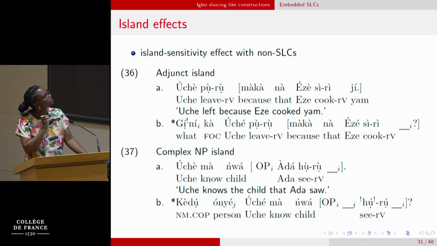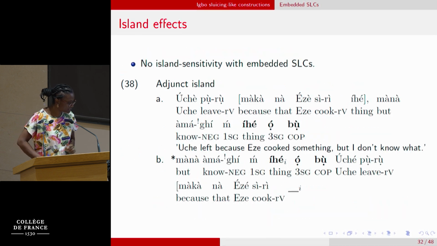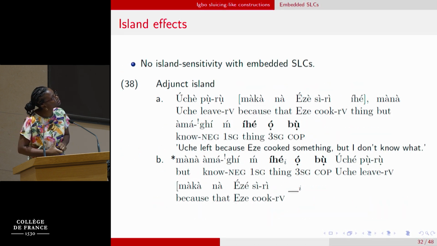So I'm showing this with the island effect. Whenever we do WH movements with a full clause, they are bad. The same thing with complex NP islands. But in the cases of sluicing-like construction, the sentences are really well formed.